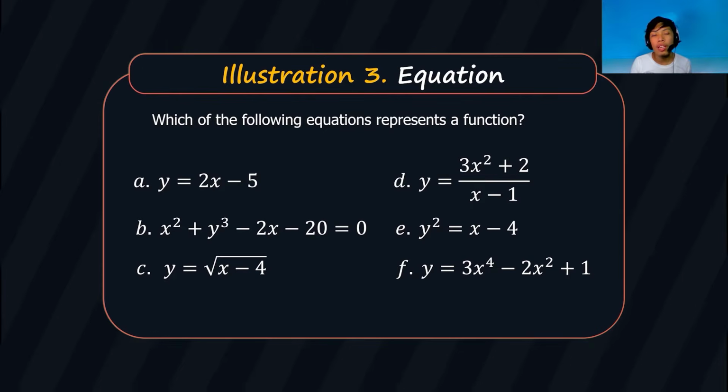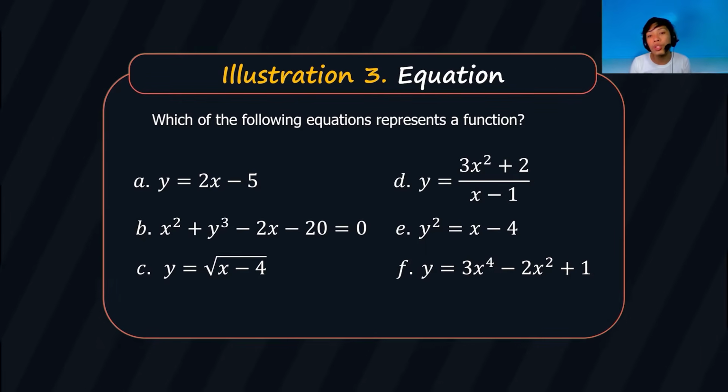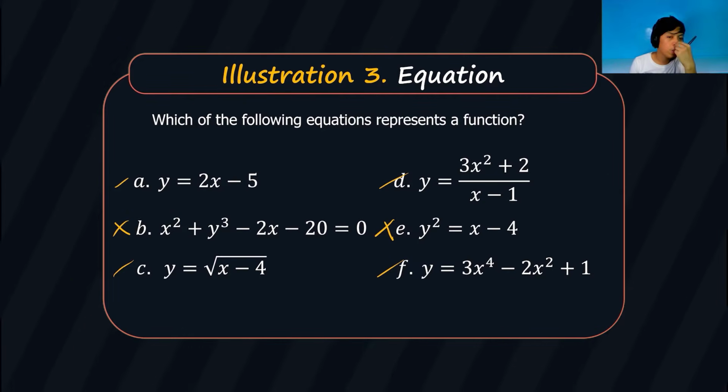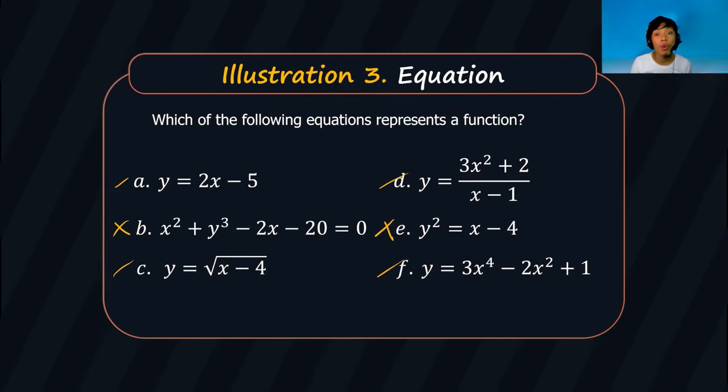We also have the equation. How do we identify if the given equation is a function or not? Let me identify first which of these are functions. A is a function, C is a function, D is a function, F is a function. E is not a function, B is also not a function. So what are the similarities among A, C, D, and F? And the similarities between B and E?